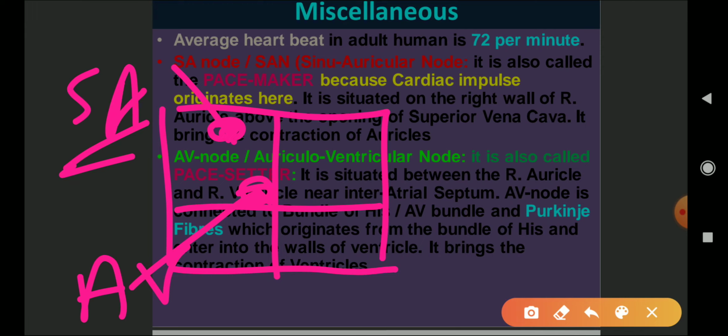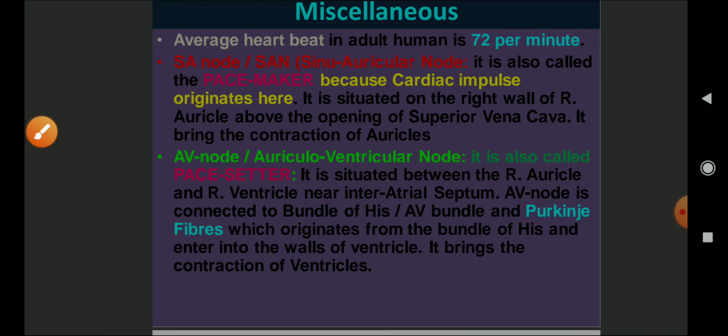So the impulse passes from SA node to AV node, and AV node passes impulses to the His and Purkinje nerve fibers which are located on the walls of ventricles. We'll see that one afterwards. So AV node, auriculoventricular node, is also called pace setter. It is situated between the right auricle and right ventricle near the interauricular septum. AV node is connected to the bundle of His, that is His and Purkinje fibers. His are on the septum between the ventricles, and AV bundles or Purkinje fibers originate from the bundle of His and enter into the walls of ventricle. The function of AV node and His and Purkinje nerve fibers is to bring the contraction of ventricles.